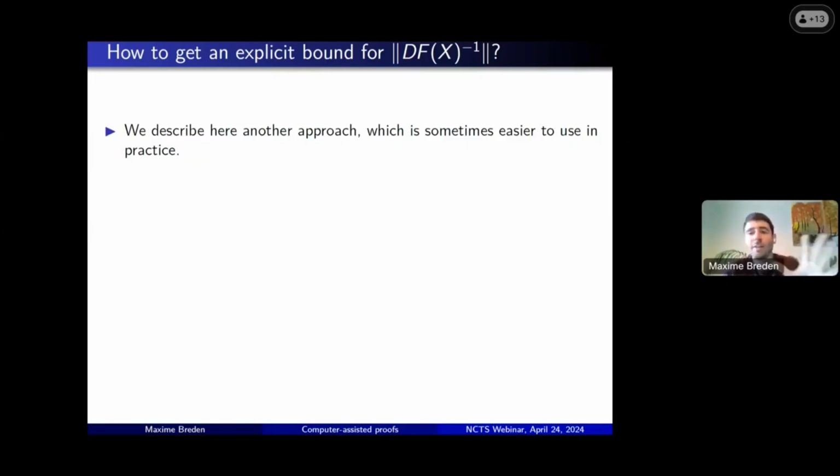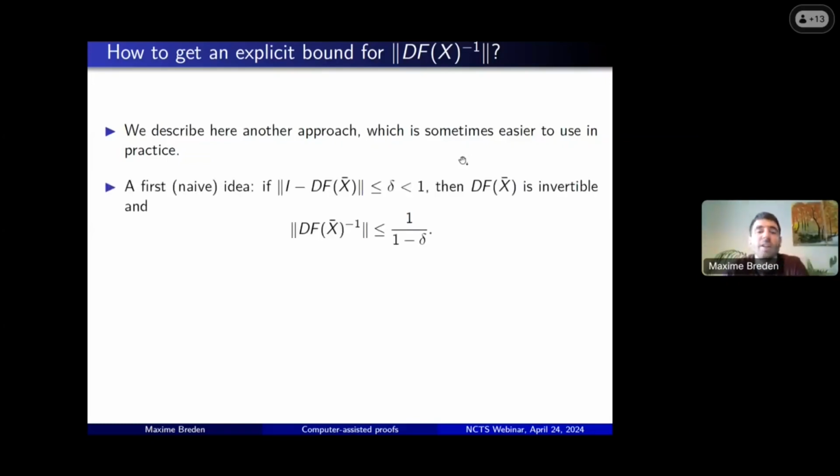The basic idea is very naive, in fact. You say, okay, pretend we're lucky and that the Fréchet differential at the solution is not too far away from the identity, in the sense that its norm is strictly less than 1. If that's the case, we know it's invertible, and it's just a Neumann series argument that says you can write explicitly the inverse and you have a bound.